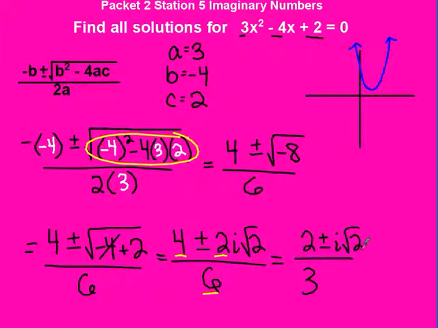So this is what I get. Once I put it in a plus bi form, it looks like 2/3 plus or minus i square root of 2. And remember, you're actually getting two answers here. 2/3 plus i square root of 2 over 3 and 2/3 minus i square root of 2 over 3.